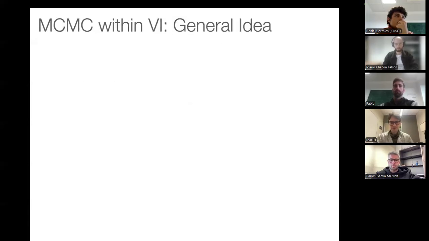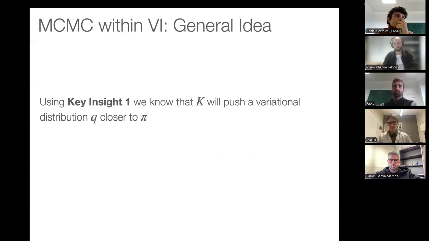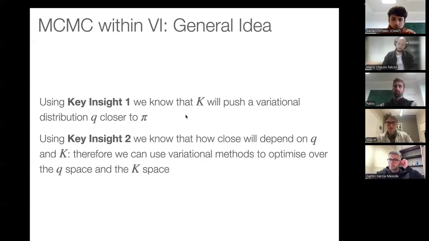Okay, good. So now let's try and put MCMC into variational inference. Using key insight 1, we know that K will push a variational distribution Q closer to pi. And using key insight 2, we know that how close K pushes Q to pi will depend on Q and K. And so therefore, we can use variational methods to optimize over not only the Q space, but also the K space.